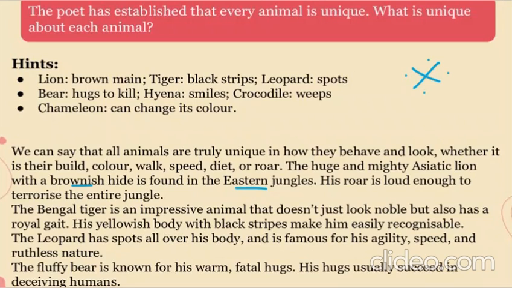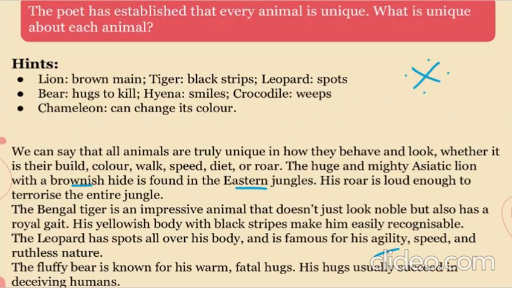For the Bengal tiger, it has black stripes. It is a noble creature with black stripes on it. Now, is it similar to the lion? No. So again, they are unique. The leopard has spots all over its body. Does any other animal have spots among them? No, right? And it is famous for its agility, speed, and its ruthless nature. That is the leopard.